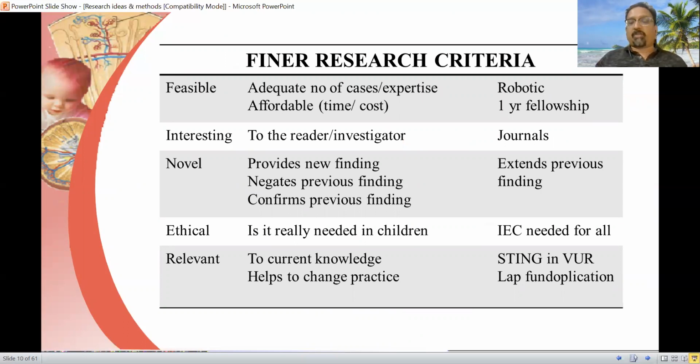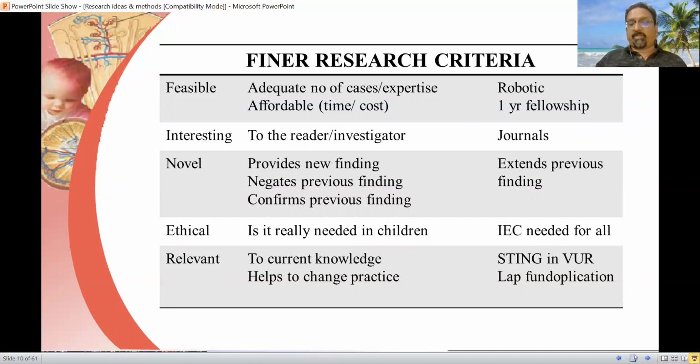If you are doing a 1-year fellowship, then you should choose a correct type of research which will finish during that time. Then whether it is an interesting idea, whether it is a novel idea, or at least it modifies the previous findings. If nothing is new in it, the journals will not accept. And ethical considerations are really important in children, and institutional ethical committee approval is needed for almost all research these days in children. Also, you need to know whether it is relevant to the current literature.